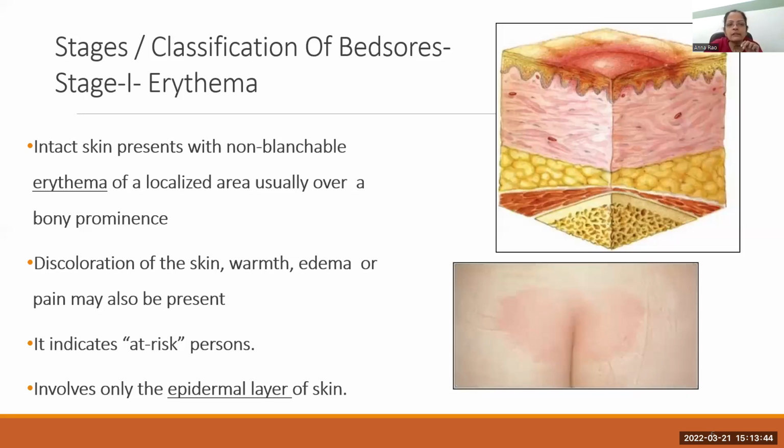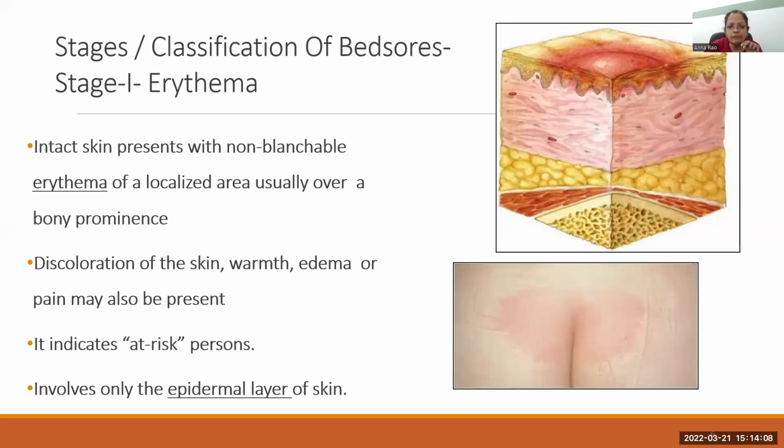So in stage 1, that is the stage of erythema, right? Here you will see that the skin is intact. It will present with non-blanchable erythema, right? So if you apply pressure, the color will not change. It will be in a localized area over the bony prominence, right?